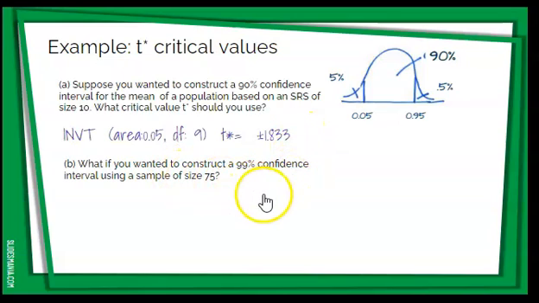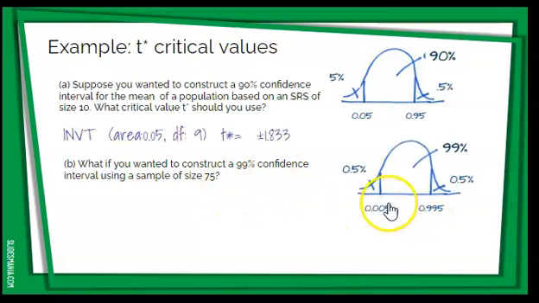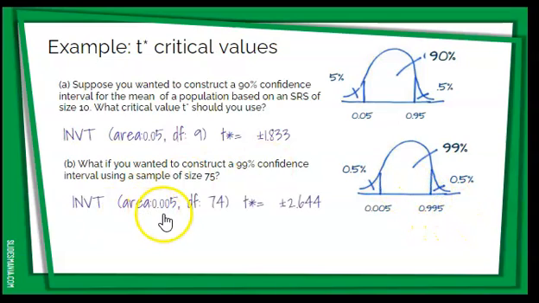B, what if you want to construct a 99% confidence interval for the same size, using a sample size of 75? Well, so if 99% is in the middle this time, I have 1% I have to split among the tails. So there's 0.5% on the left, 0.5% on the right. Convert those to decimals, I get 0.005 and 0.995. Inverse t, I put in my area. My degrees of freedom is 74 because my sample size was 75. And that generates a t star value of positive and negative 2.644.